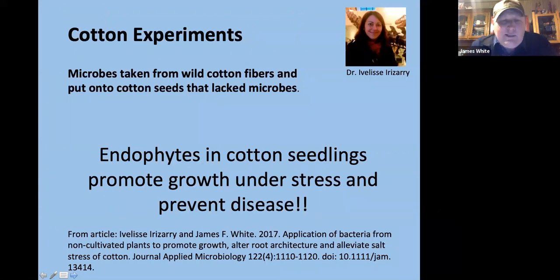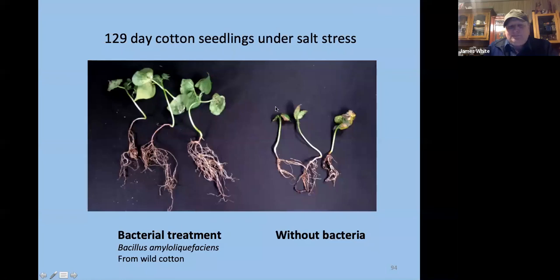What my student did is she took microbes from wild cotton and cotton relatives, and then she put that on cotton seeds that had been treated with acid to remove the fibers, and that removes the microbes. And what she found is this. This is actually cotton seedlings, and this is without the microbes, just grown in soil without the bacteria, to the right. And this is with one of the bacteria put back on. And you can see the huge difference. This is the bacterium from wild cotton that was put back on cotton.